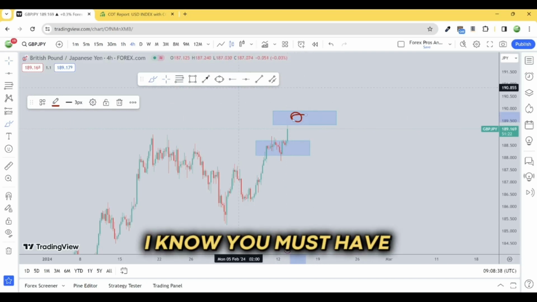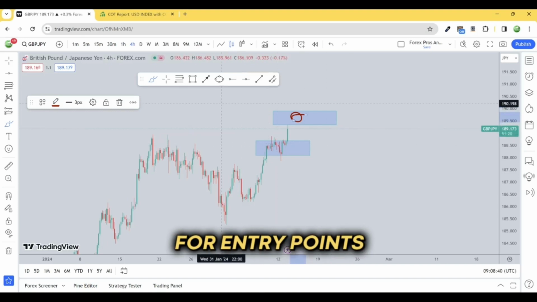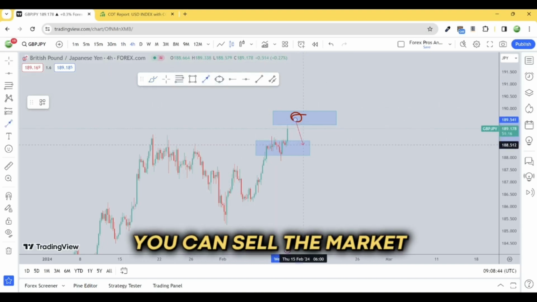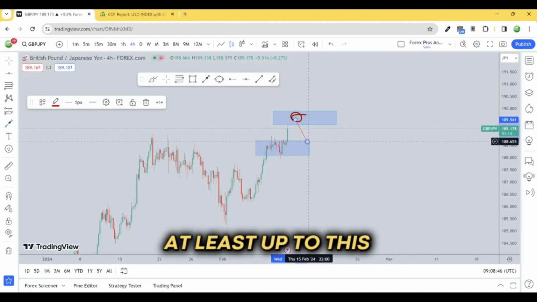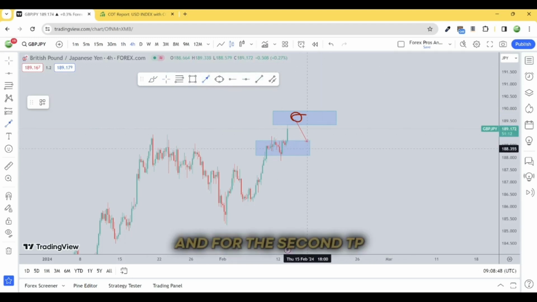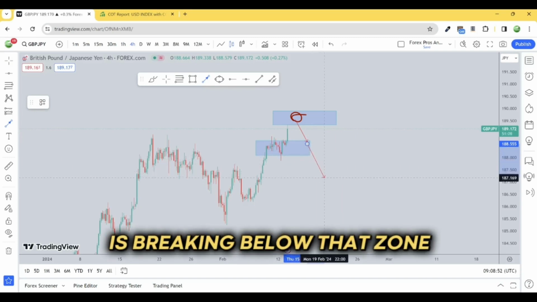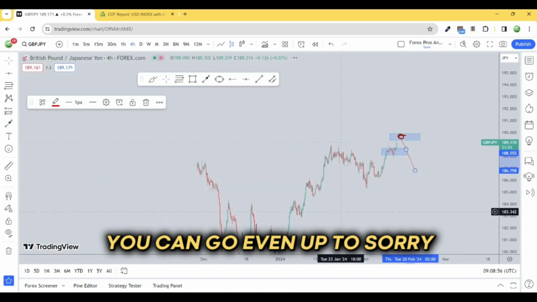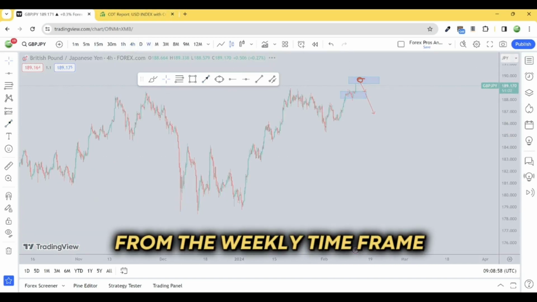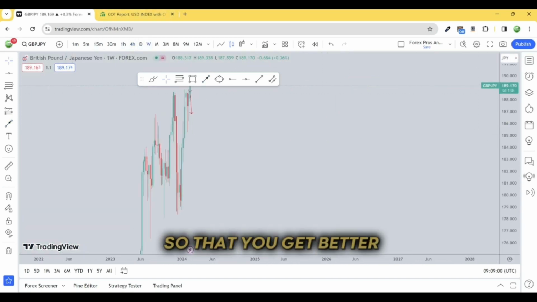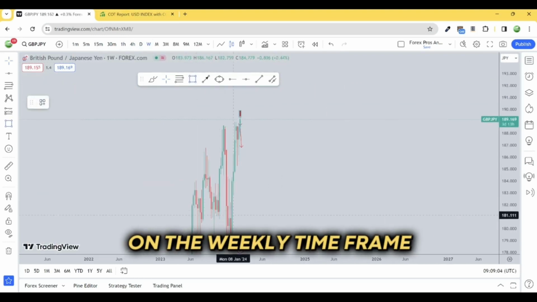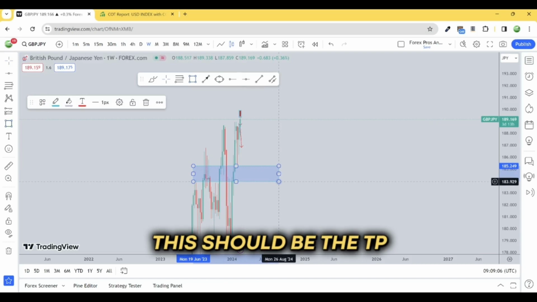I know you must have some set of rules for entry points. So when you get that indication, you can sell the market at least up to this point as our first TP. And for the second TP, if the market has good pressure and you see the market has broken below that zone, you can go even up to, from the weekly time frame, let me mark that area so that you get a better point of the TP. On the weekly time frame, this should be the TP.